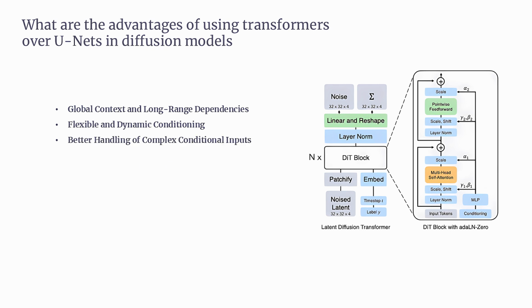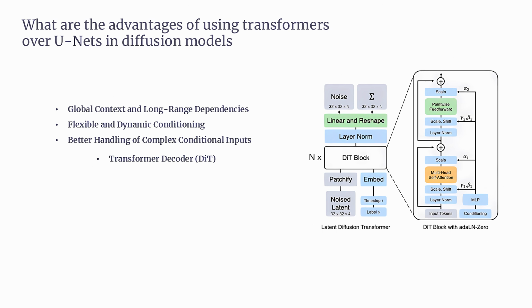The third, better handling of complex conditional inputs. For transformer decoder, DiT. Transformers excel at handling complex high-dimensional inputs like text descriptions, multimodal data, or structured information. The cross-attention mechanism allows DiT to integrate these rich, high-dimensional features effectively into the image generation process.